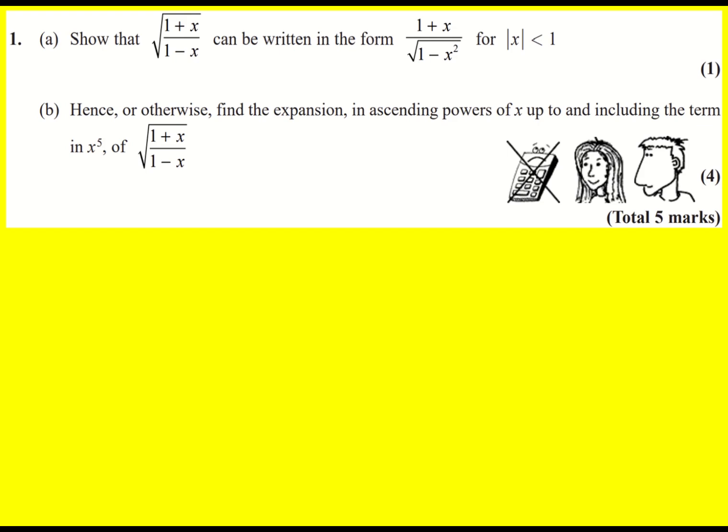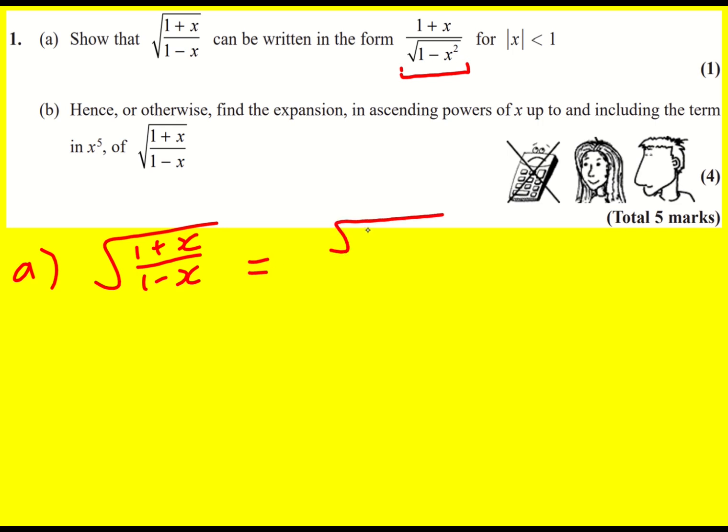We're going to take a look at this question, and in part A, we're asked to take the square root of 1 plus x over 1 minus x and show that it can be written in a different way like this. Well, first thing I'm going to do is separate it up into 1 plus x divided by 1 minus x, and I've separated the square roots.